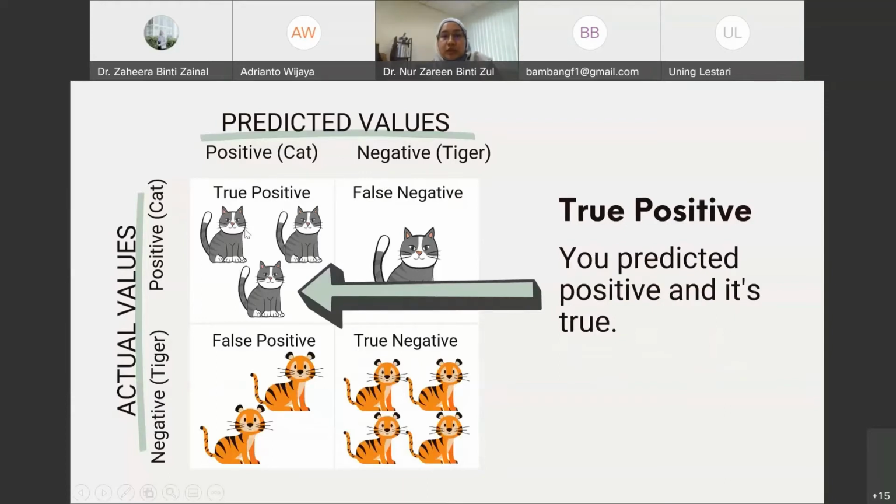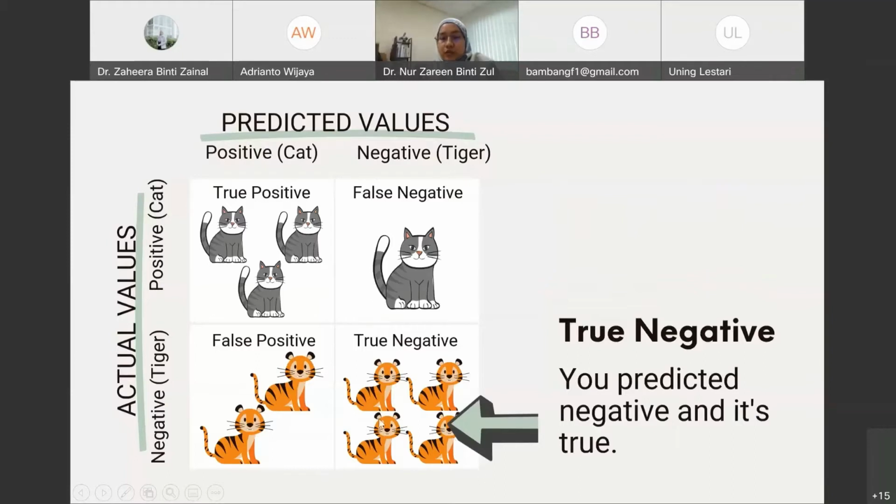So true positive here means you predict it as positive and it is true. You can see here predicted values, positive and negative, and actual values, positive and negative. If you predict it as positive, the question being whether it's a cat, so you predict it as a cat and it is actually a cat, it's going to be true positive. Positive here is the part where we predict. True here is the actual part. So true positive means you predict positive and it is actually true.